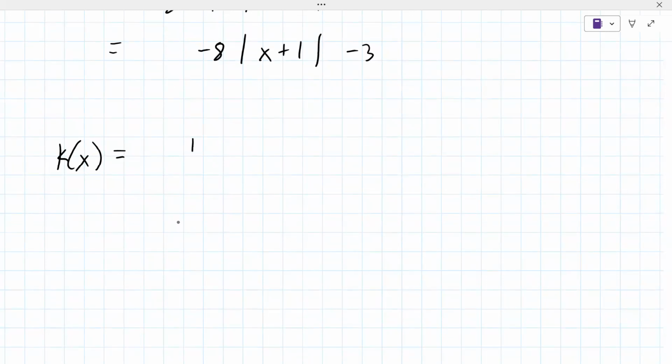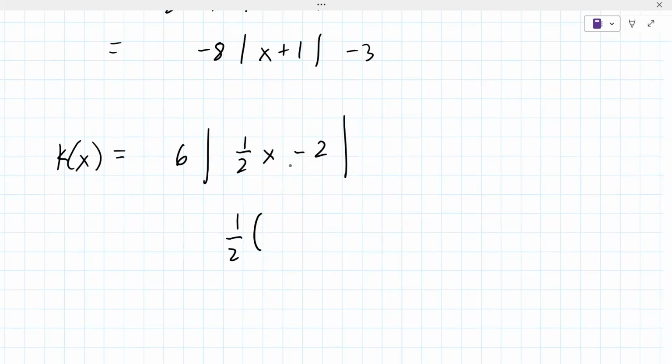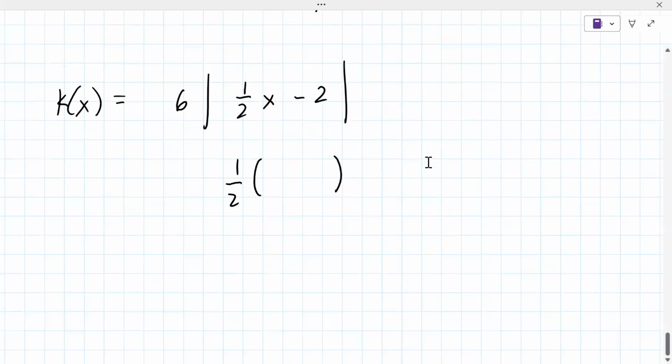Let's say it's 6 absolute value 1/2 x minus 2. Okay, so this one's a little bit tougher. When you factor out the 1/2, tell me what goes inside parentheses here, please. Take a moment to get that down, but this one's just a tiny bit different. Make sure you can cover this. Feels like it could be a quiz question.